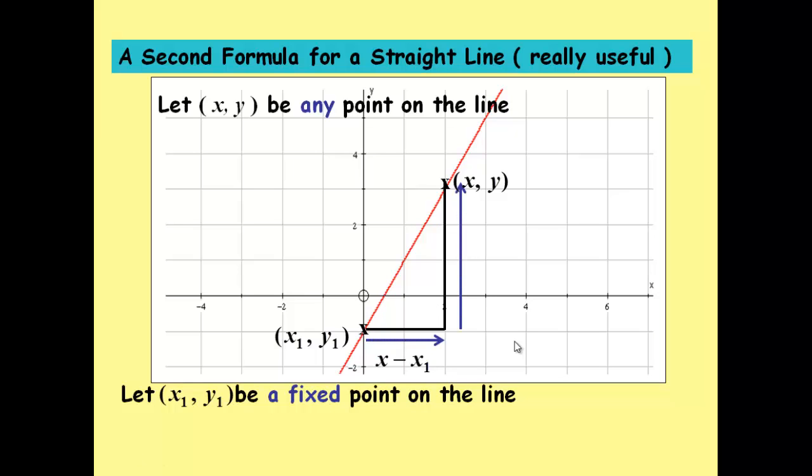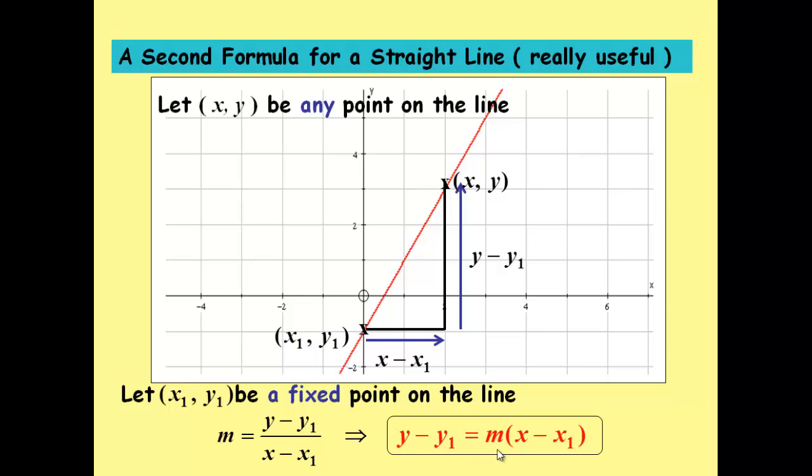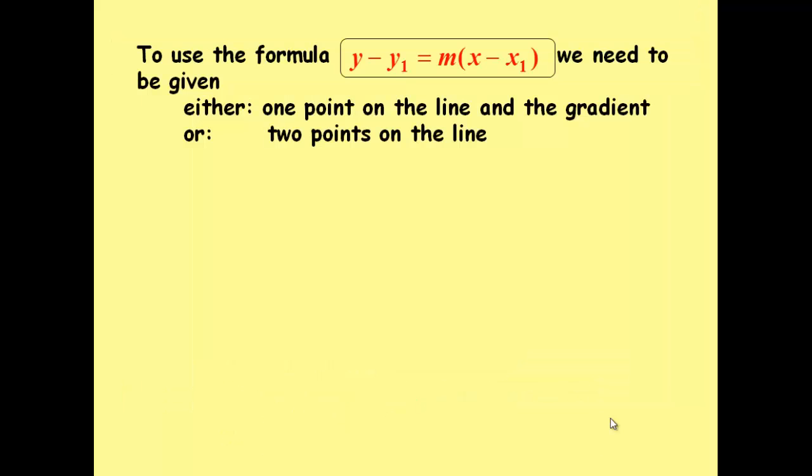And this is what we knew from the work we did last lesson. So here we get y minus y1, x minus x1. So the amount it goes up in relation to how much it goes across is y minus y1 over x minus x1. If we rearrange this equation by multiplying through by x minus x1, we end up with this equation here. And this is a really useful equation for finding the equation of a straight line. I'll show you an example.